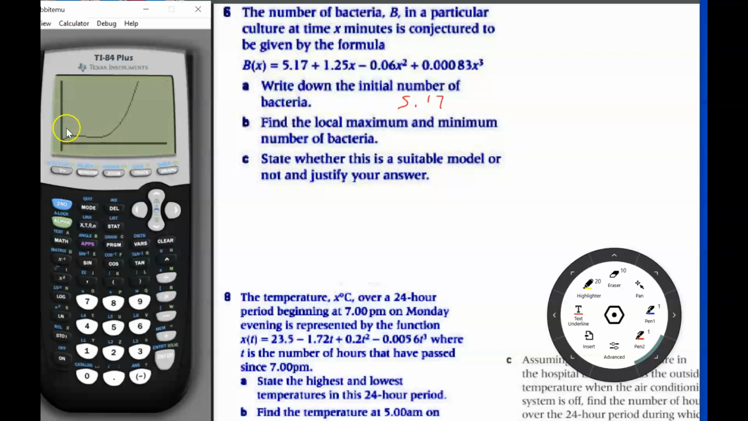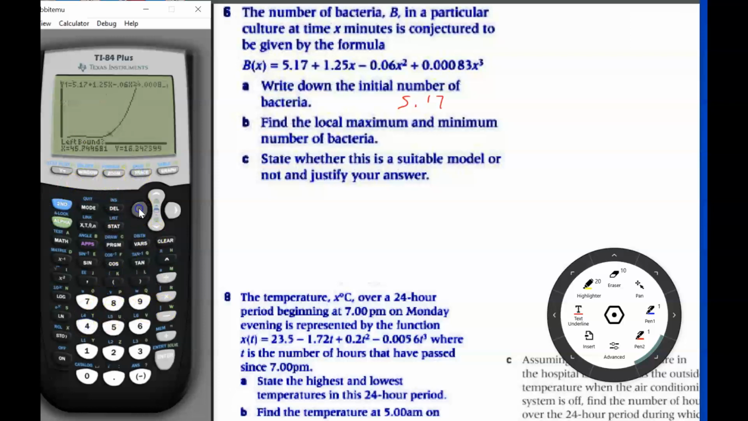Okay, so it looks like we got a local max there and a local min here, and then it goes up. Does it curve again? We know that it doesn't, because we know there's only 2 turning points maximum in a cubic function, and there's a max here and there's a min here. So let's find the max. Second calc max, which is number 4.